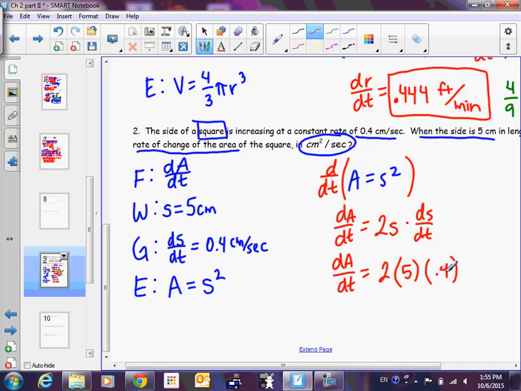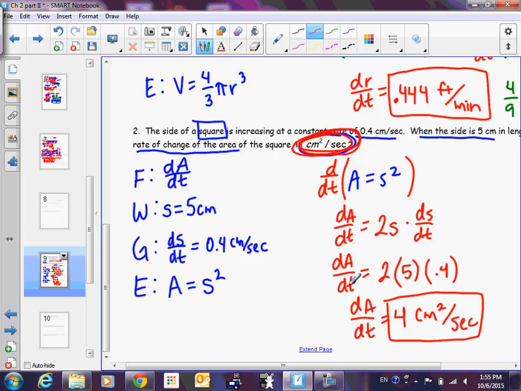2 times 5 is 10. Move the decimal place over, so that would equal 4. What are the units going to be? Centimeters squared per second. We know that for 2 different reasons. One, they told us. That's the easiest way. The other thing is area is always going to be units squared, and time is going to be the time. So please make sure you get your units right. That's going to be a big thing moving forward.